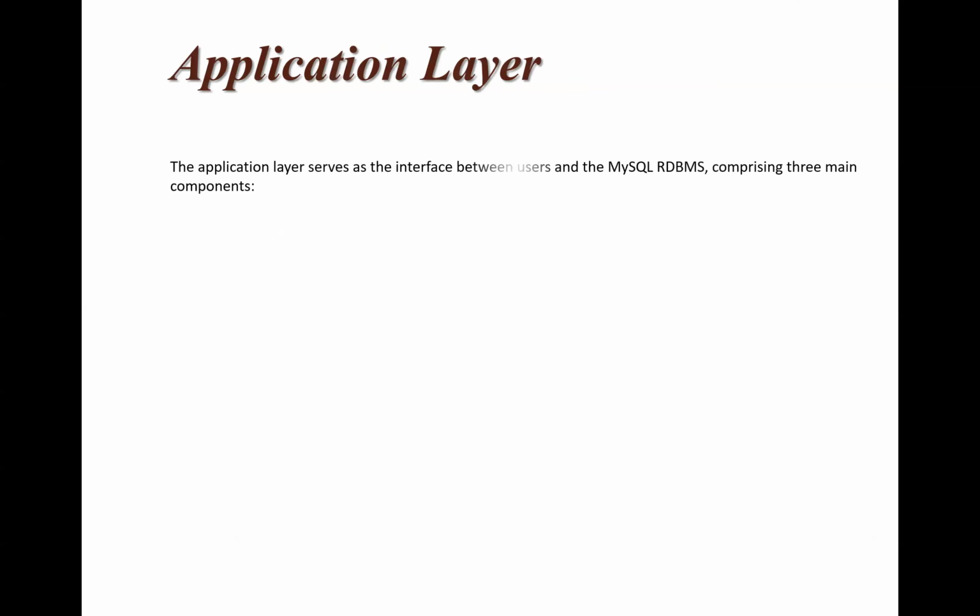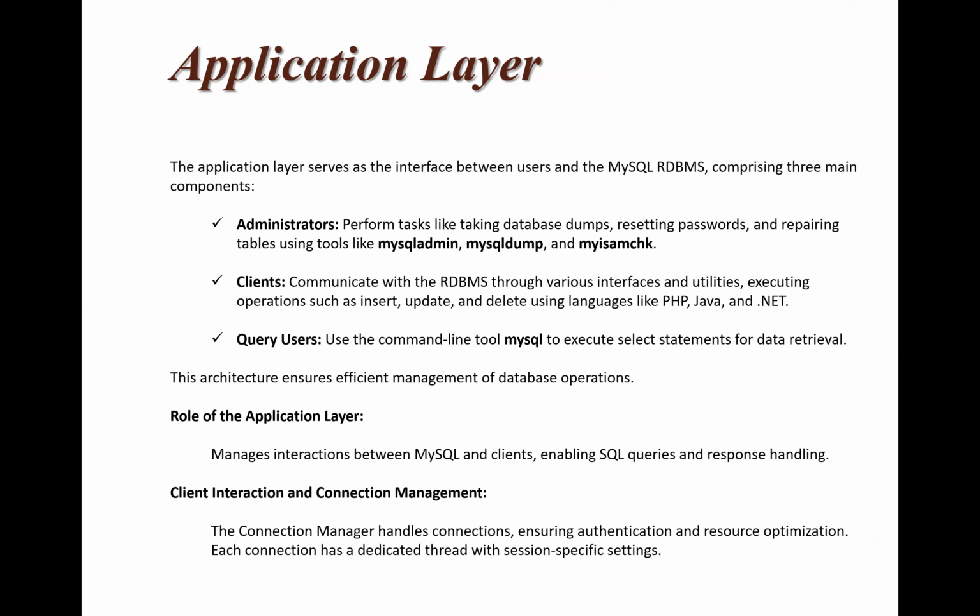Coming to the application layer. What exactly is the application layer? The application layer is the interface between users and the database to fetch the data that users are expecting. Mostly there are three main components from the application side. There are the administrators, meaning the database administrators. They do their daily activities and perform database activities like dump, backup, restore, maintenance jobs, and if any repairs happen and if any health status is required.